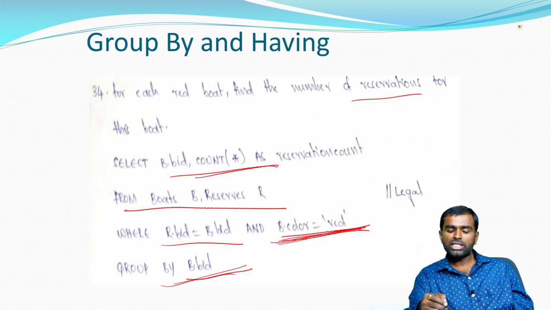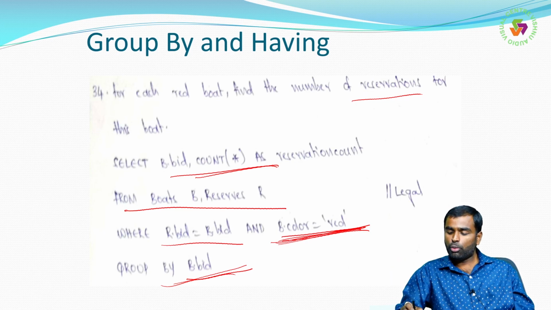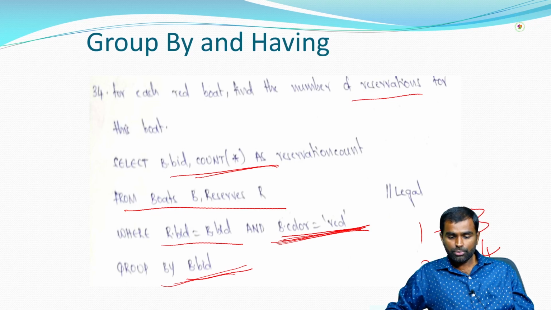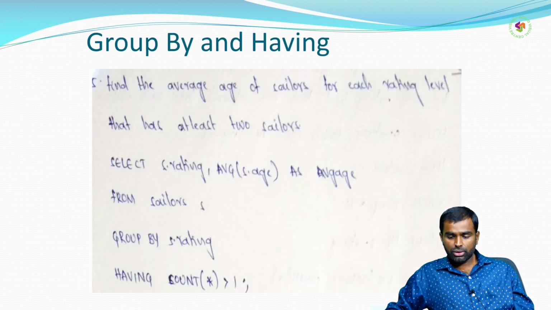So for each red boat, if there are 3 red boats: for red boat 1, the number of reservations is 3; for red boat 2, the number of reservations is 4; for red boat 3, the number of reservations is 5. Like that, for each red boat, how many reservations? That is a simple query to understand.